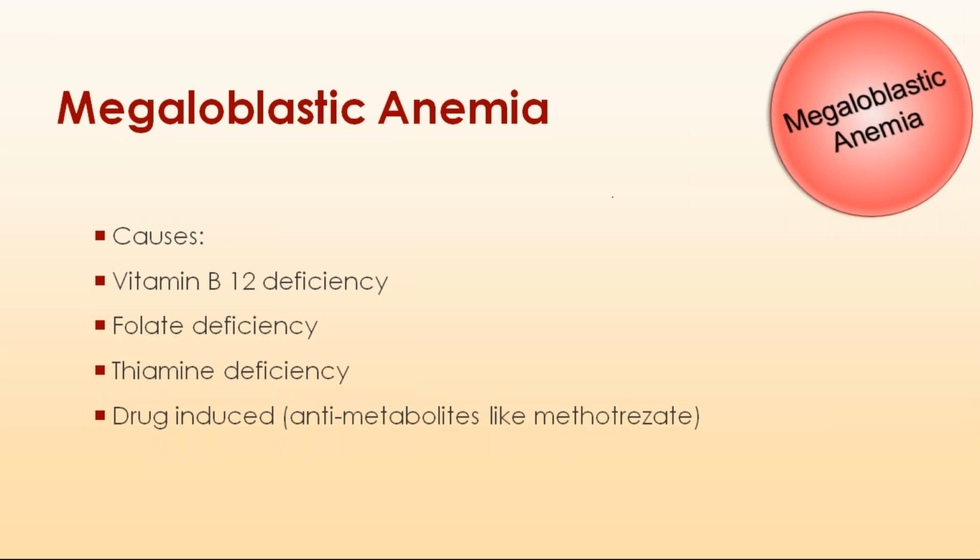The common causes of megaloblastic anemia are vitamin B12 and folate deficiency, thiamine deficiency, and drug-induced causes, especially antimetabolites like methotrexate. Again, this is also through the loss of folate. So of these, the most important two, we are going to discuss only B12 and folate today.